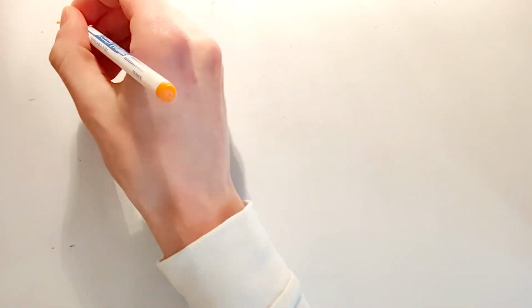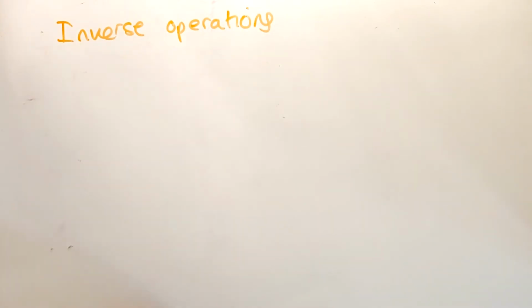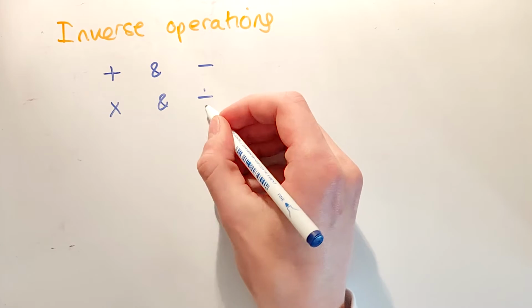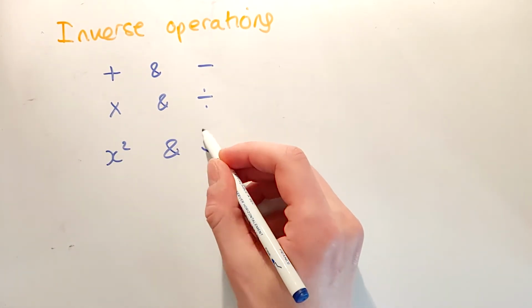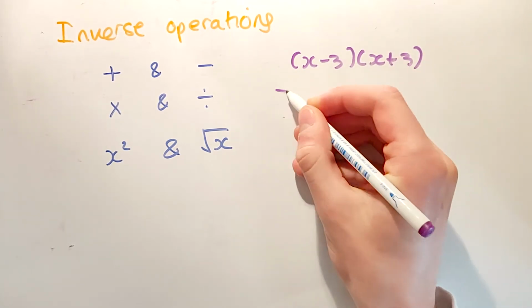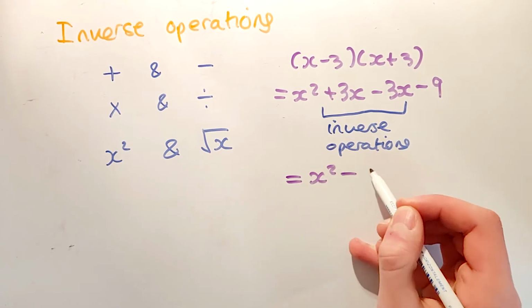Let's have a look at inverse operations. These are operations that cancel each other out in an expression. For example, multiplying a number by a different number and then dividing by that number is the same as not doing anything at all. Let's expand these brackets. We can see that the plus 3x term and the minus 3x term cancel out, leaving x squared minus 9.